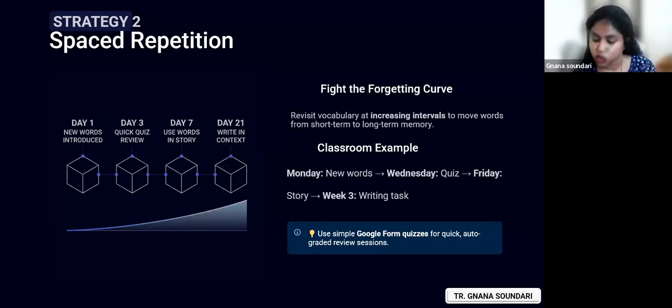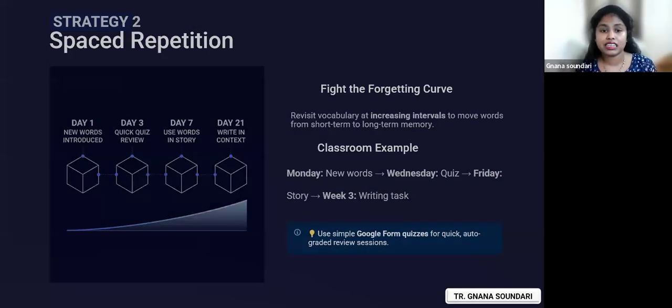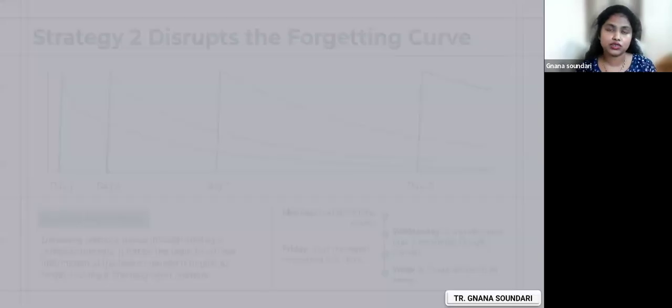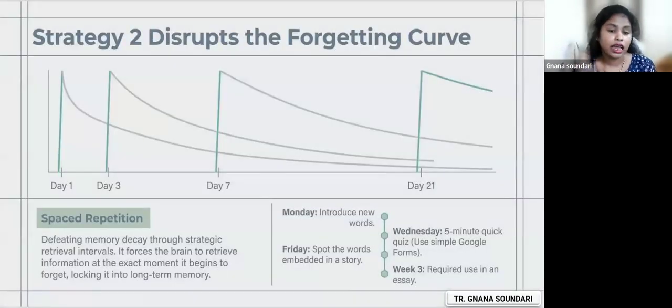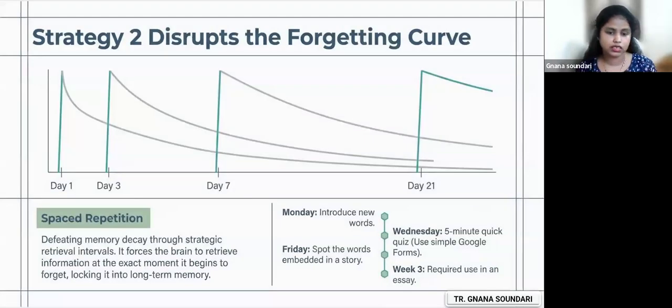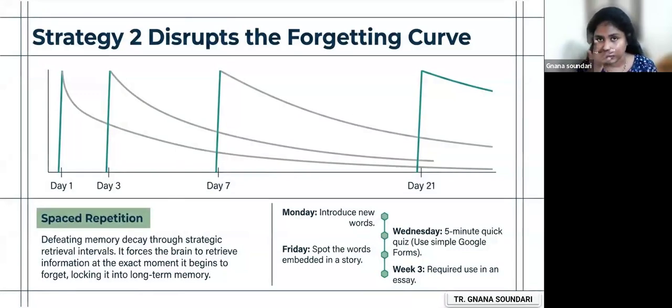So please follow this method. Day one, new words: you introduce the five words, right? Day three, make a quiz. Day seven, make them write a sentence or any kind of story. Day 21, let them use that word in an essay. That's all, very simple. Introduce a new word, make a quiz using Google Forms, and ask them to use it in an essay and in their regular conversation.